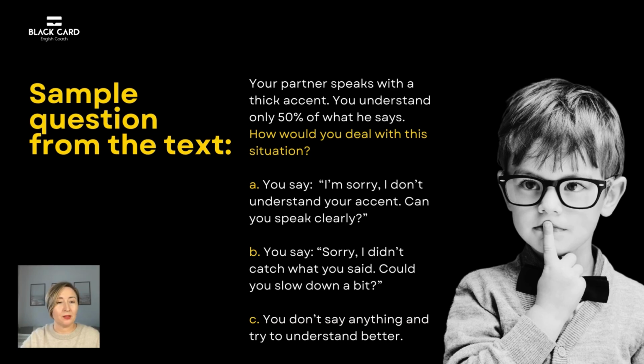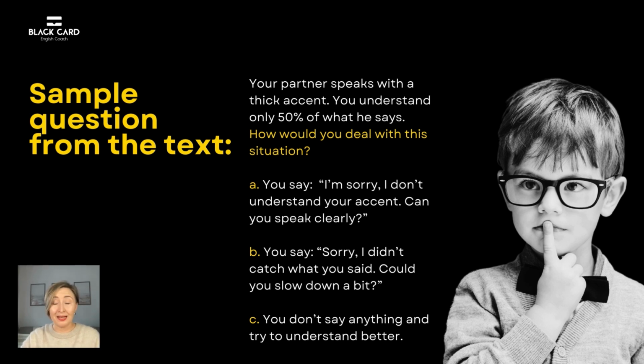Point B, you say, "Sorry, I didn't catch what you said. Could you slow down a bit?" And point C, you don't say anything and try to understand better. In these three examples, only point B will be correct from the functional language perspective, because we cannot say to a person that their accent is not right.